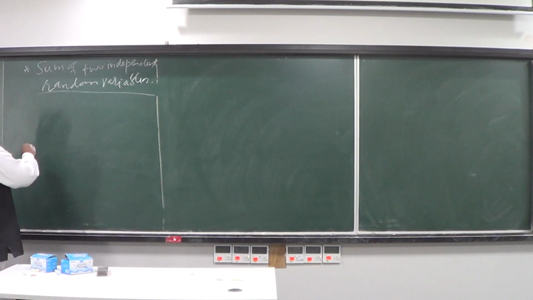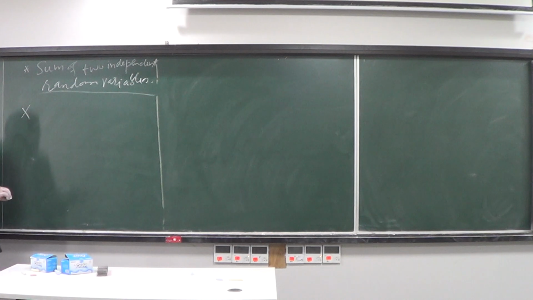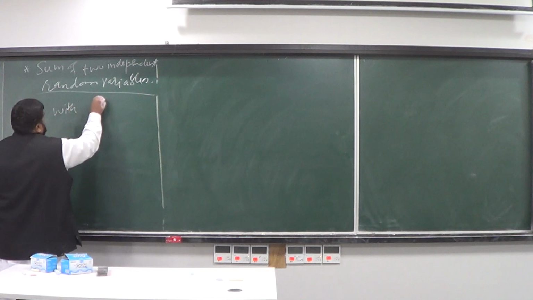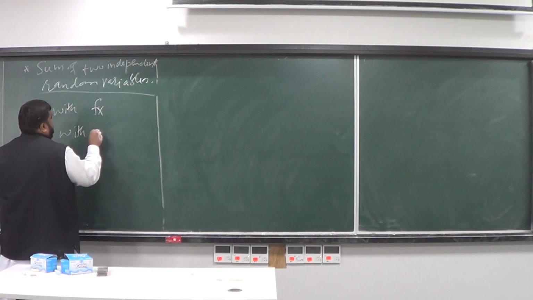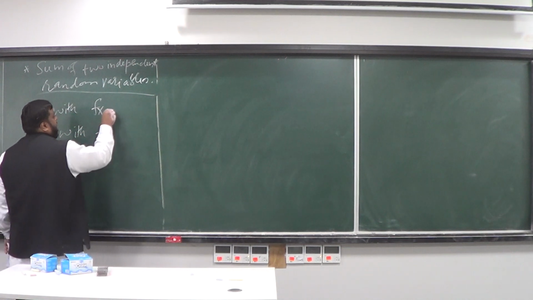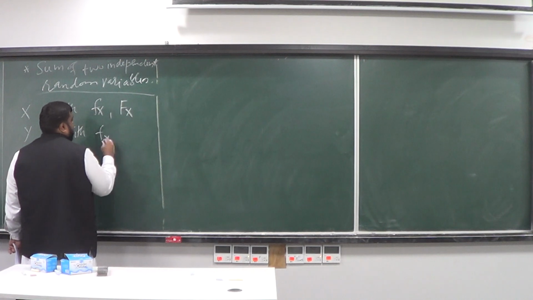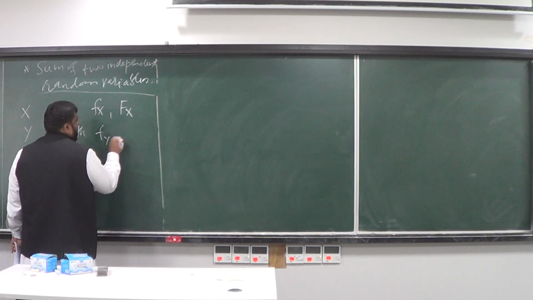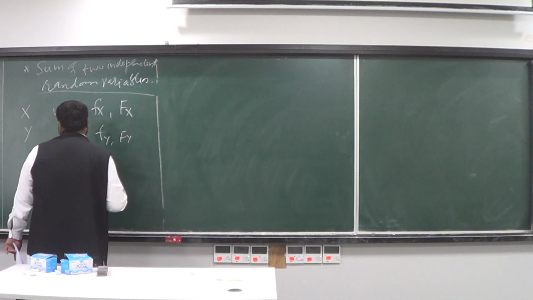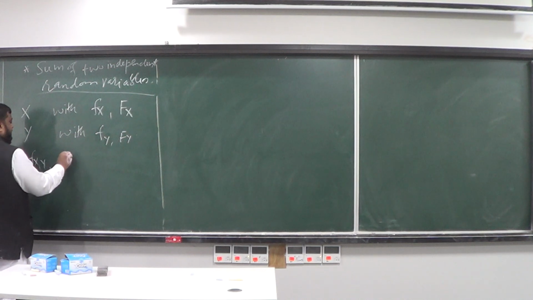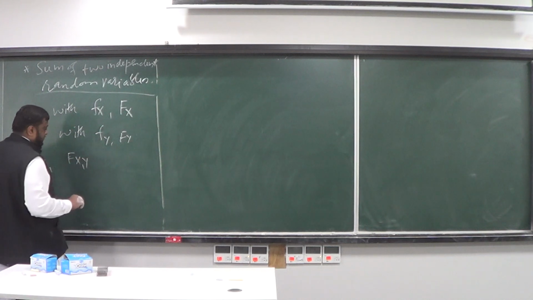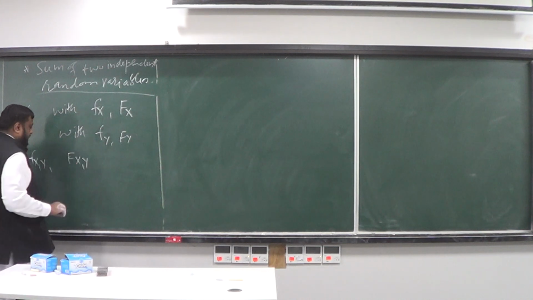Okay, so suppose that X is some random variable with PDF f_X, and Y is a random variable with PDF f_Y, and maybe we assume that the CDF is F_X and the CDF is F_Y, and their joint PDF is f_XY and the joint CDF is F_XY. Okay, so this is the notation.